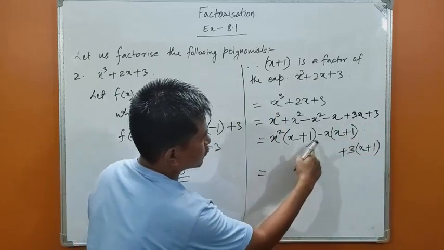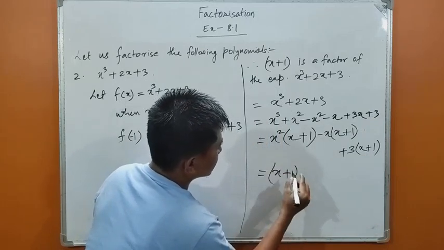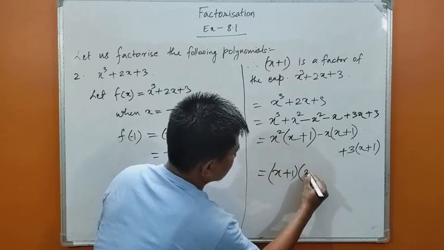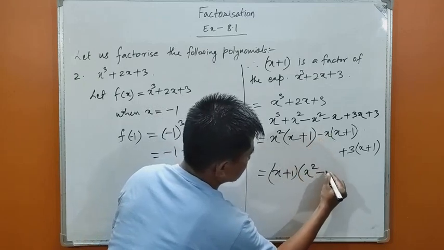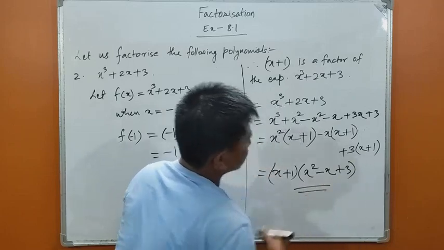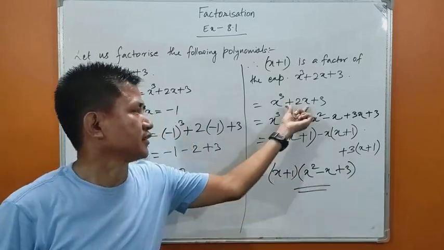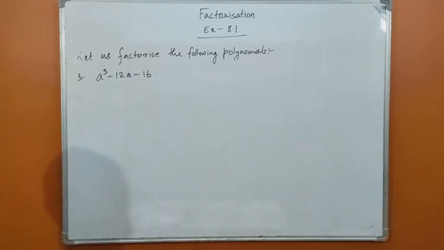Now we have x plus 1, x plus 1, x plus 1. We can take x plus 1 common. Within the bracket remains x square minus x plus 3. Okay. So this is the answer for question number 2. When we multiply this and this, we get this. Okay, let's do question number 3.